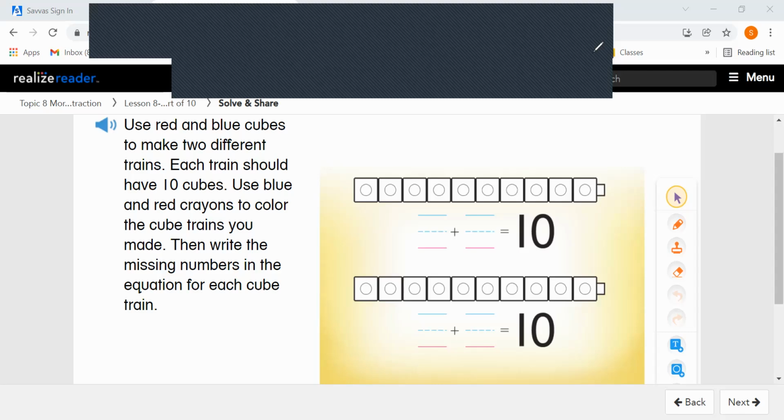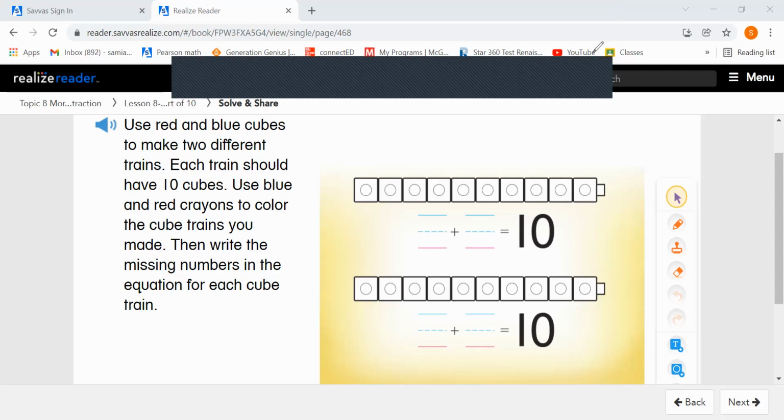Use red and blue cubes to make two different trains. Each train should have 10 cubes. Use blue and red crayons to color the cube trains you made. Then write the missing numbers in the equation for each cube train. Okay, now your numbers might differ. As long as they add up to 10, you are correct.